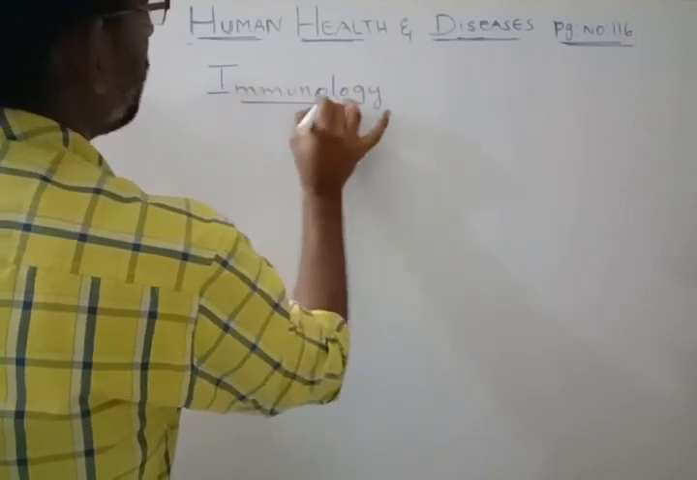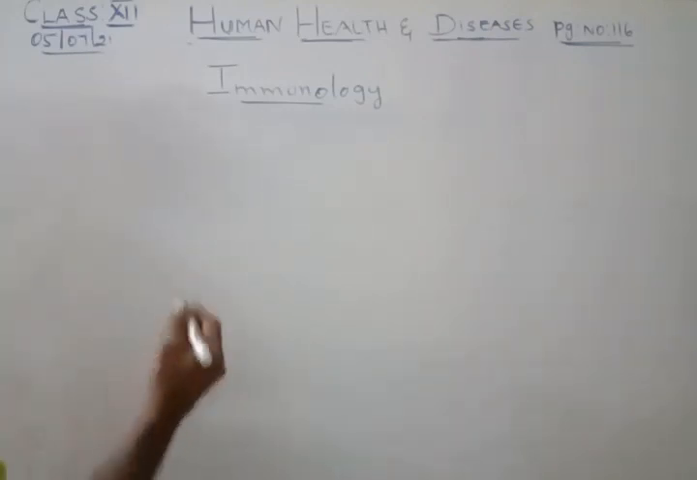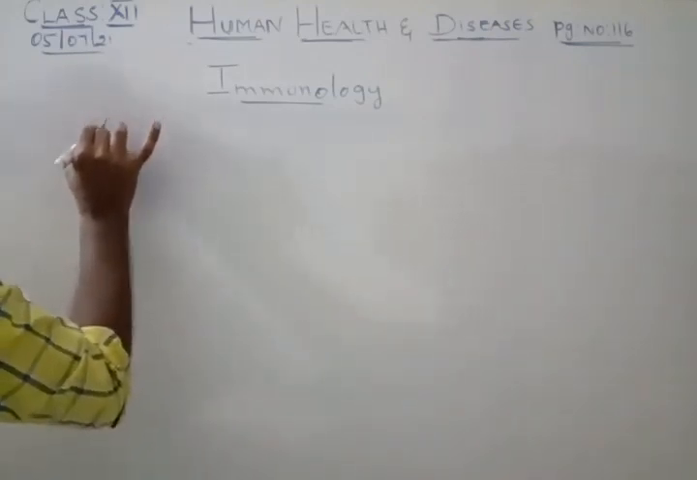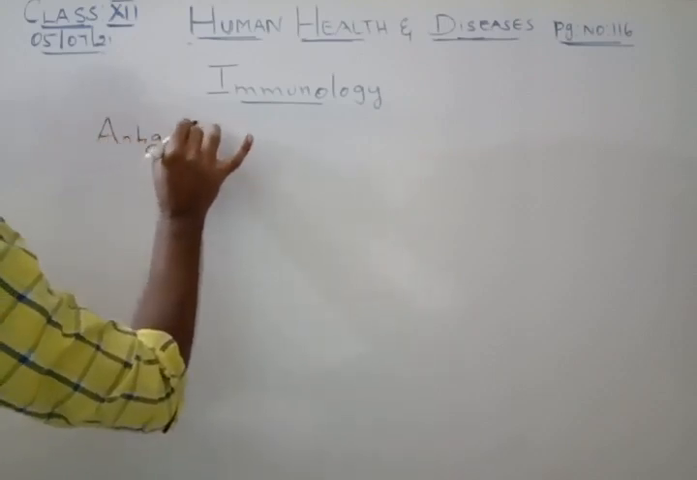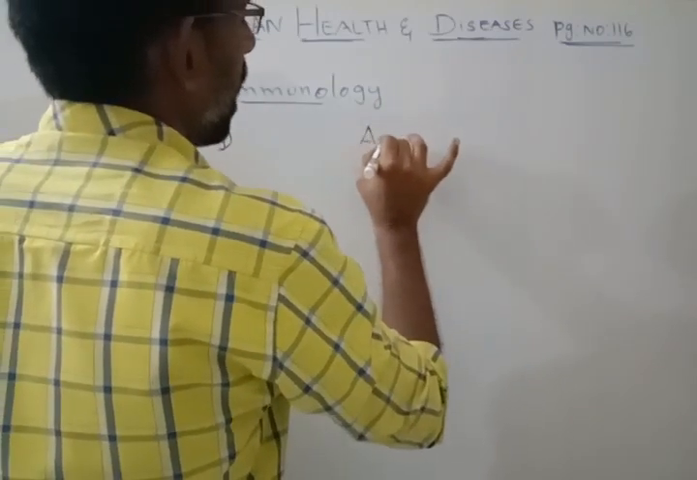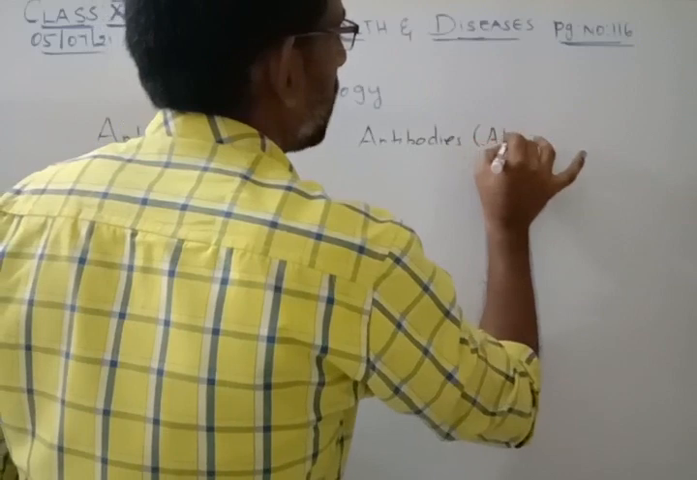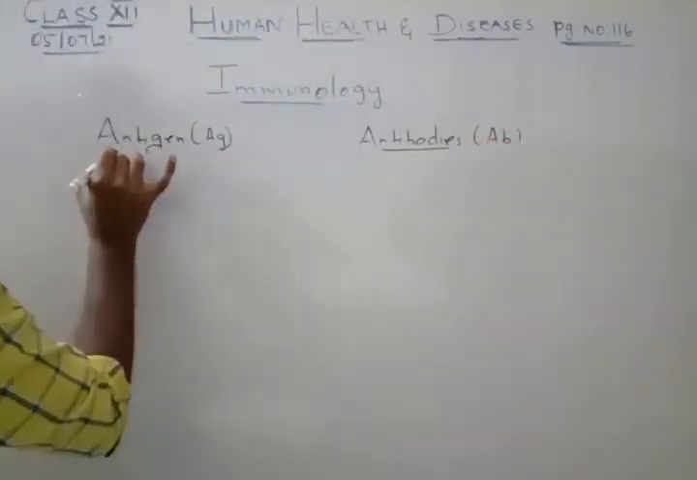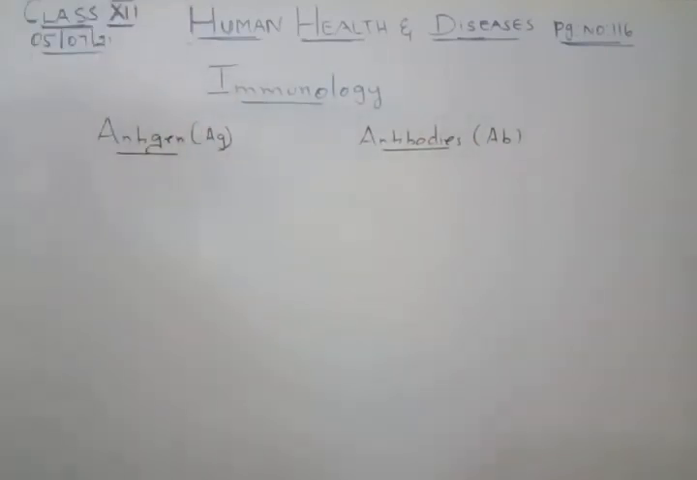Now before we study immunology, we have to know certain basic things regarding it, and then only you can understand better. Here we are going to talk about two things. One is called the antigen, which in short I will write as AG, and the second one is antibodies, which I will call AB. First we will talk about what this antigen is, and then we will come to antibodies.